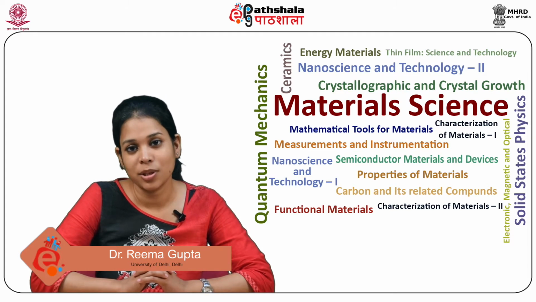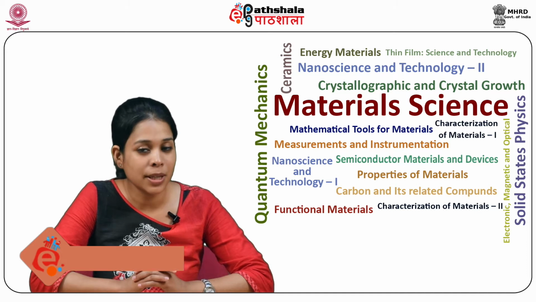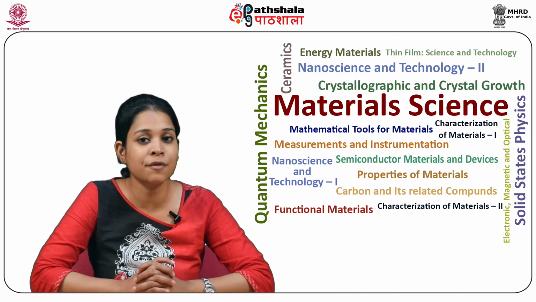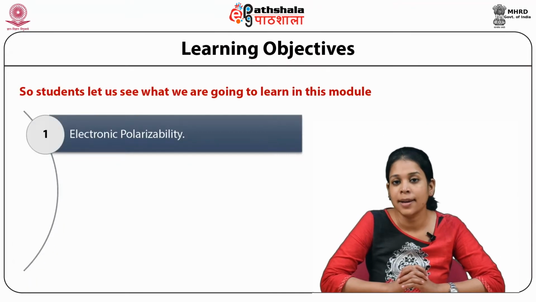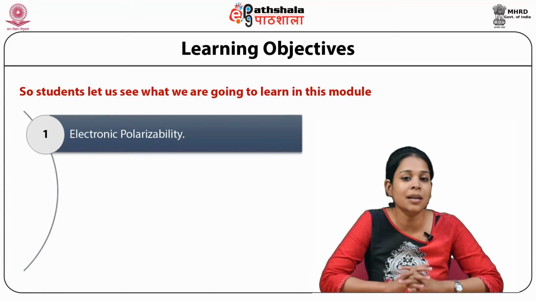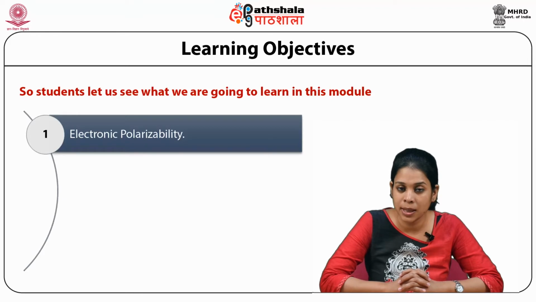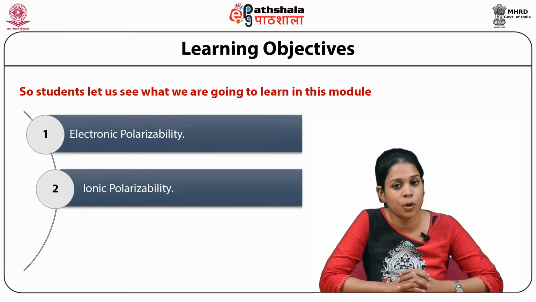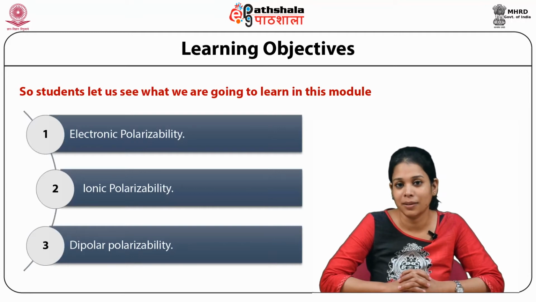Today we are going to discuss the module Electrical and Magnetic Properties Part 5 from the paper Ceramics. So students, let us see what we are going to learn in this module. We will be discussing basically the three types of polarizability: first electronic polarizability, second ionic polarizability and third dipolar polarizability.